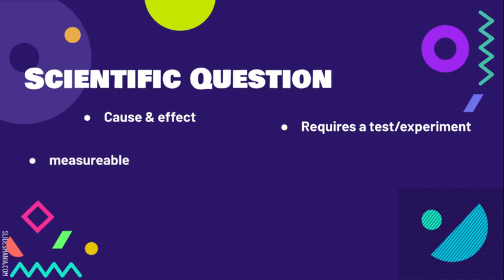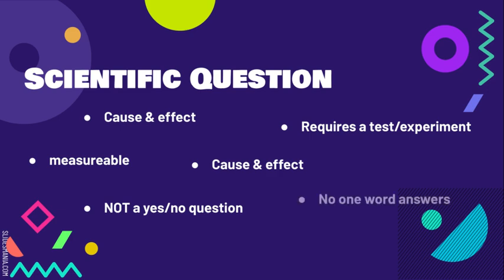It is measurable. A lot of us still have a problem with general words. Look, cause and effect is on there twice because it's so important. We want to make sure it's measurable. Plant growth is not measurable. It's not specific enough. Plant height is measurable. It should not be a yes or no answer. No one-word answers, no opinion words. Okay, so measurable is really key, cause and effect.